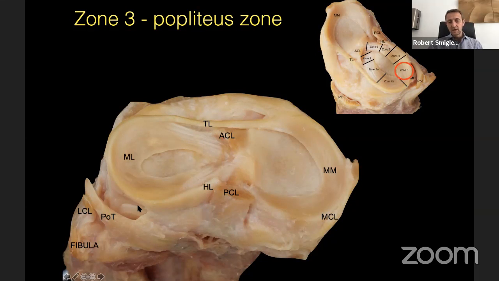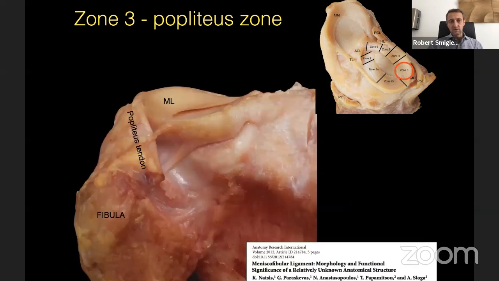I found only a couple of papers in the literature, in different sources, but you can see here the meniscofibular ligament connects the meniscus and the tip of the fibula. And this is a very important stabilizer. I will show you the cutting study. This is again the meniscofibular ligament, which is deeper than the popliteal tendon and deeper than the meniscopopliteal fibers.